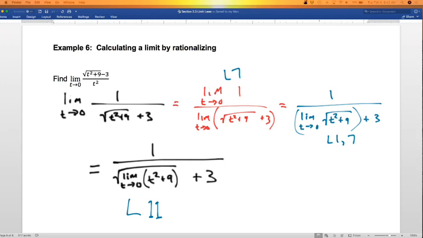And now I'm taking the limit of a polynomial because t squared plus 9 is a polynomial. So now I can plug in 0. And so I get 1 over the square root of 9 plus 3, which is 1 over 6, which is what we suspected the limit to be.